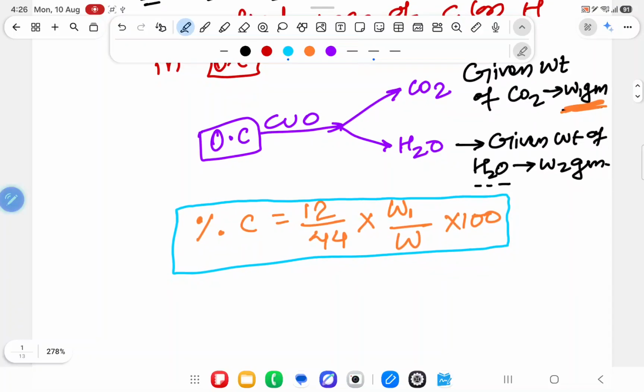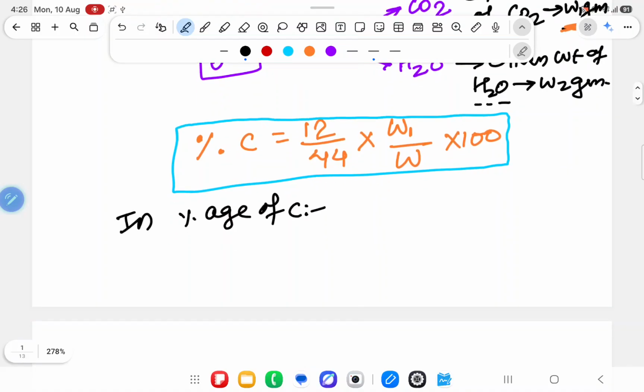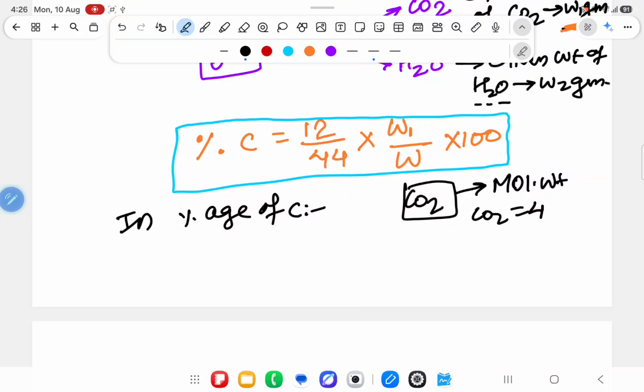So either you can use this formula. Question arises, sir, how will I get this formula? So see, what I have done, I have used the unitary method. In percentage of carbon, carbon dioxide is produced. What is the molecular weight of carbon dioxide? Sir, molecular weight of CO2 is 44 gram. What is the molecular weight of carbon? Sir, molecular weight of carbon is 12 gram.